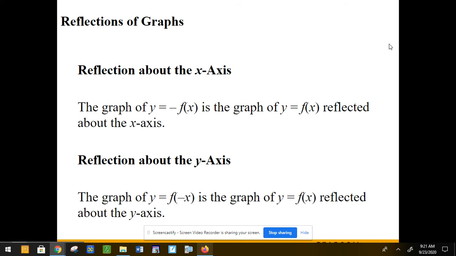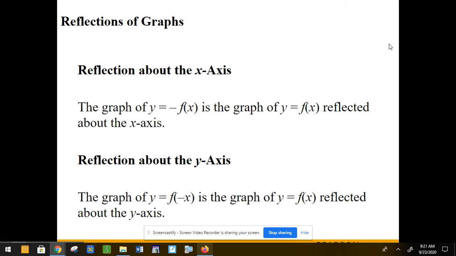All right, reflections. If the negative sign is on the outside of the function, so for instance, if we're talking about an absolute value function again, the negative sign would be on the outside of the absolute value bars. That's going to reflect it about the x-axis. What that means is it'll flip upside down.